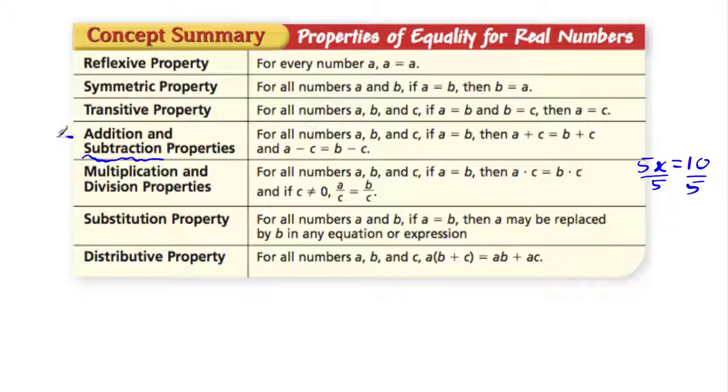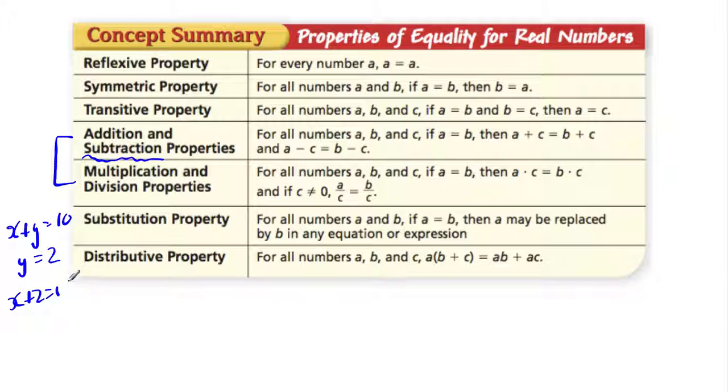So really these two properties are saying whatever you do to one side of the equal sign, you can do to the other, as long as it's the same property, same operation, and the same value. Substitution we've seen when we did substitution and elimination. So if a is equal to b, then a can be replaced. So if I have x plus y is equal to 10, but I know that y is equal to 2, I can say that x plus 2 is equal to 10. Notice I replaced the y with a 2.